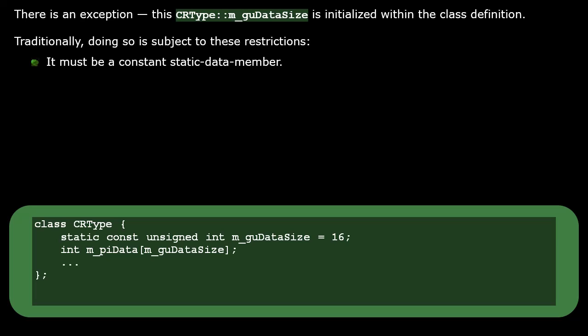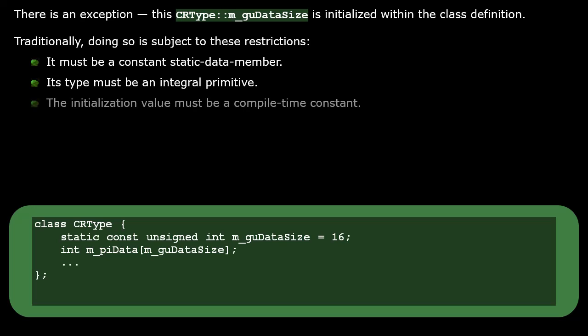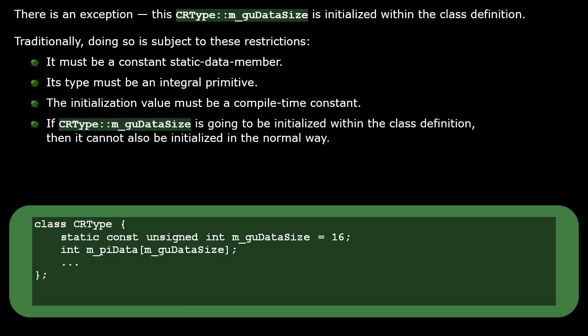The static data member must have been a constant. Its type must be an integer primitive. The initialization value must be a compile time constant. If you are breaking the rule to initialize inside a class definition, then you cannot also initialize it the normal way.